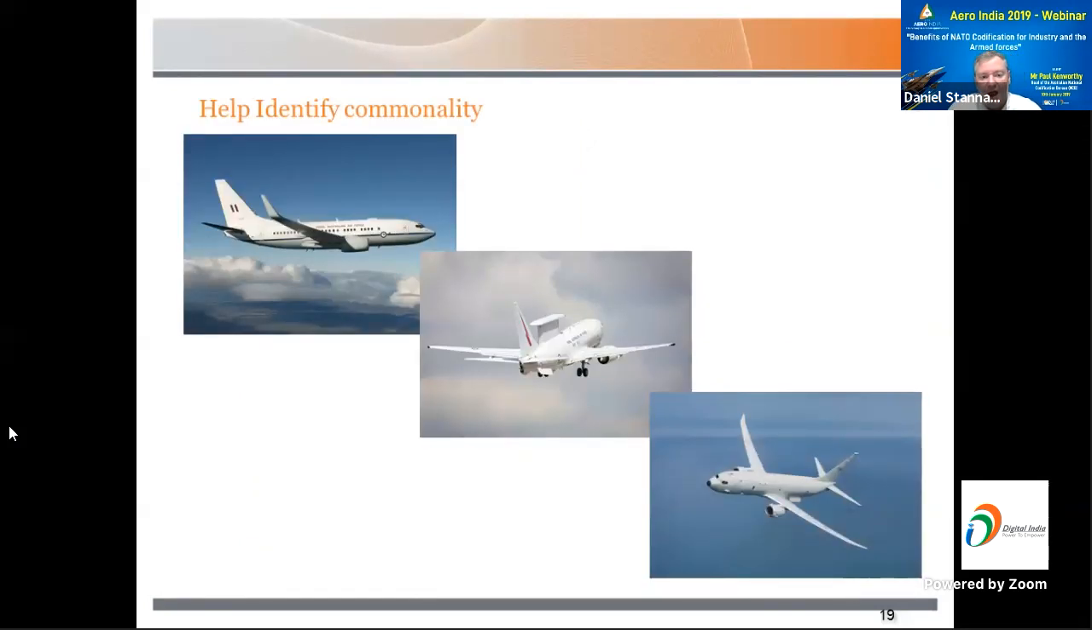It helps us identify commonality. And one of the things that it can do for industry is also help commonality. So here you have three aircraft that are operated by our Royal Australian Air Force. The top one is a 737 VIP transport. In the middle, you have a Wedgetail aircraft, which is an airborne early warning radar aircraft. And the bottom one is our new P-8 aircraft.